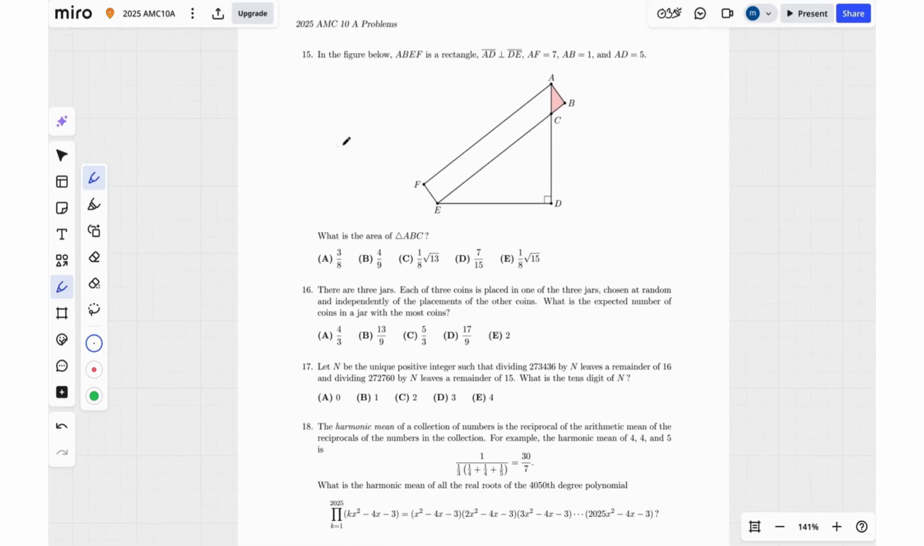So here is problem 15. We can start labeling our lengths. So AB is 1, this is 1, 7, and AD is 5. So first, we notice that we can find DE because AE squared equals 7 squared plus 1 squared equals 5 squared plus DE squared. So from this, we have DE squared equals 25, so DE equals 5 because a length is positive.